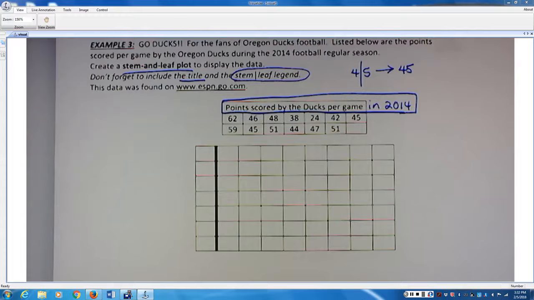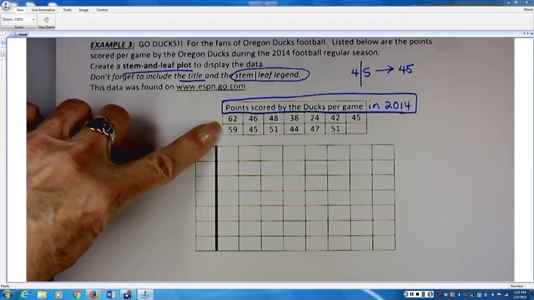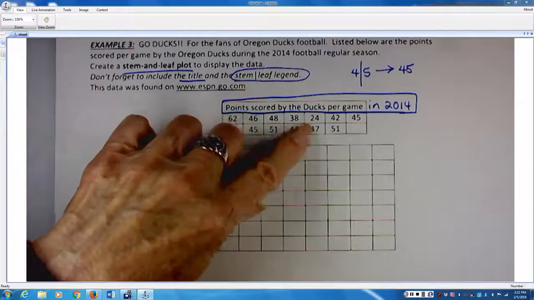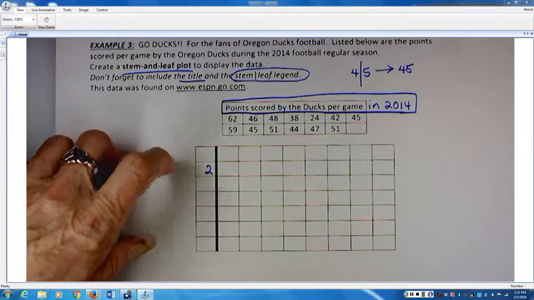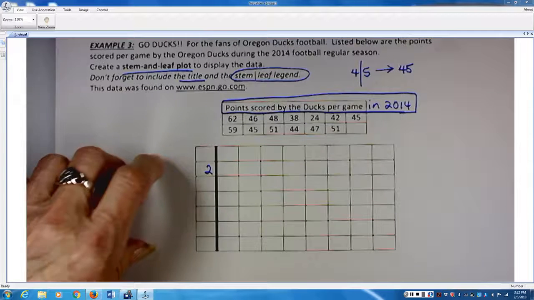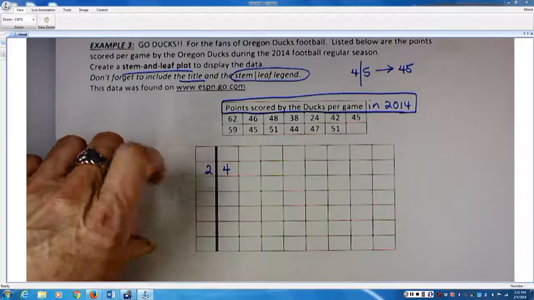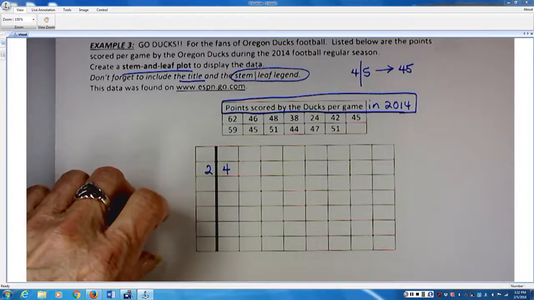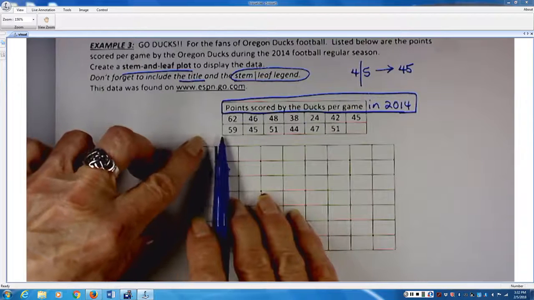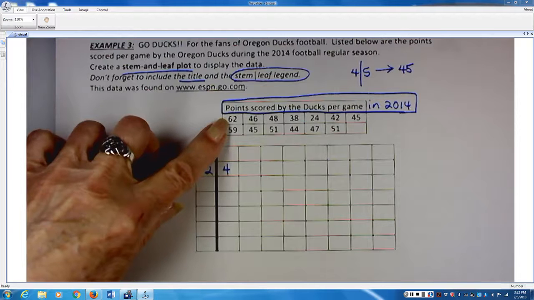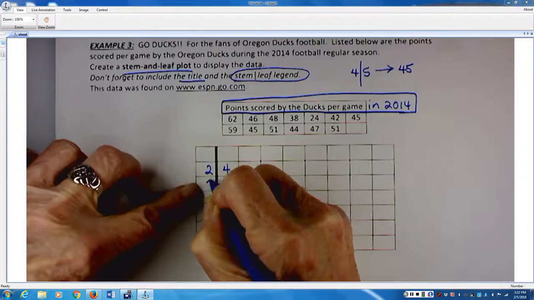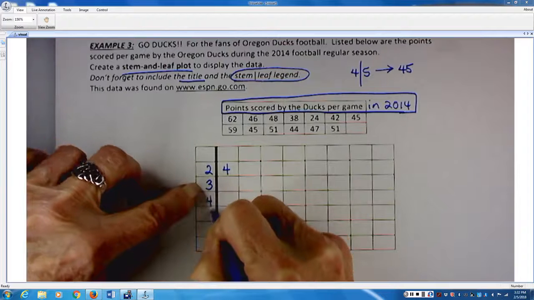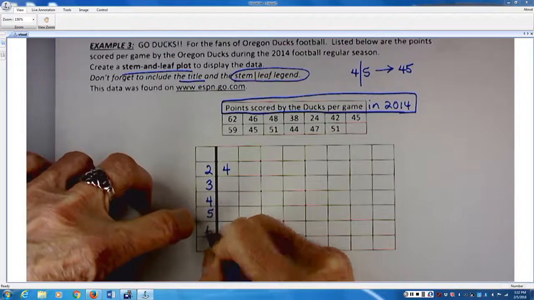We can create these, especially with a really small data set, by simply looking and saying, okay, what's the worst the Ducks did in any one game? 24. Okay, that tells me my first stem needs to start with 2, because it was in the 20s. And it was, in fact, 24. Then I look and say, okay, what's the best they ever did in any game? And I see that was 62. So I need 20s, 30s, 40s, 50s, and 60s.